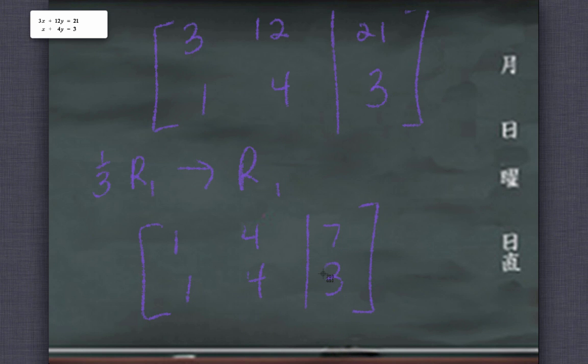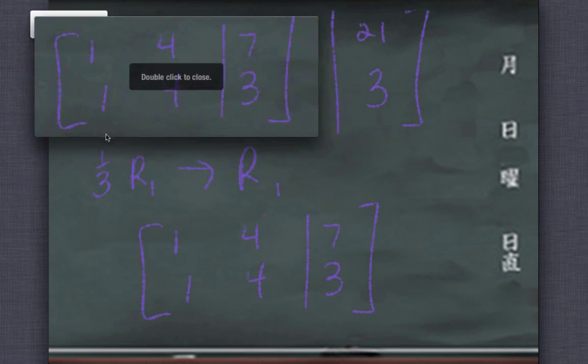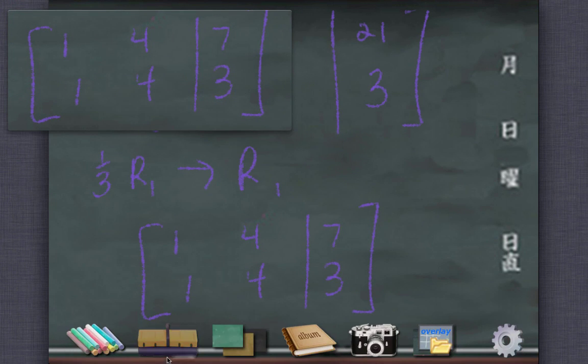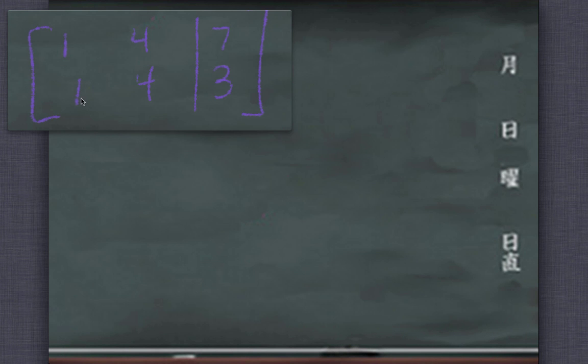And then taking this one, remember I want a 1 here, which I have. I want a 0 here. So 1 minus 1 is 0, so row 1 minus row 2 goes to row 2. Row 1 stays the same. And I get 1 minus 1 is 0, 4 minus 4 is 0, 7 minus 3 is 4.